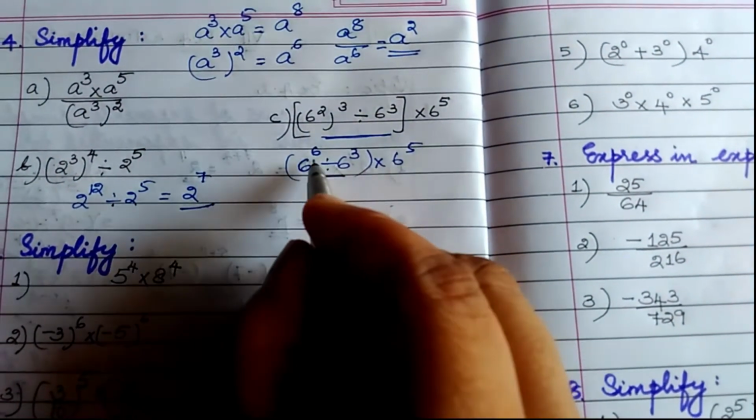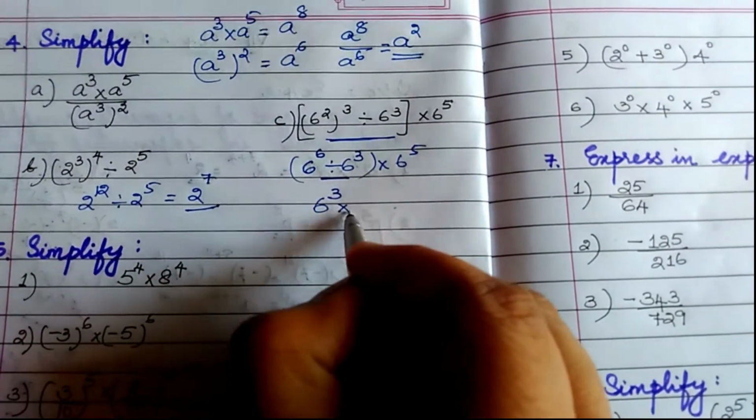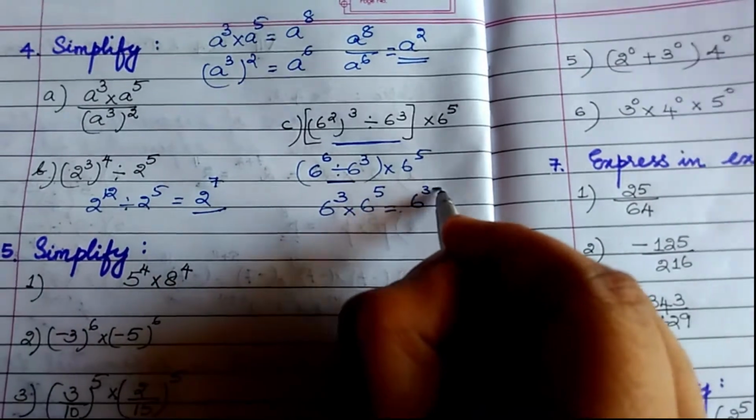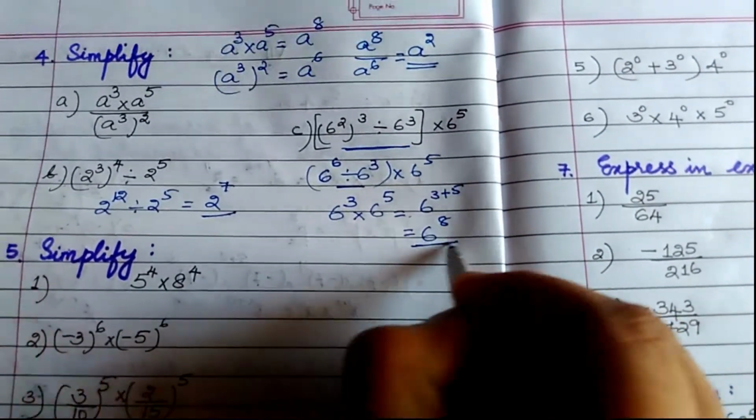So 6 to the power, division means subtraction of the powers. So 6 minus 3 is 3, into 6 to the power 5. Now it is sum of 3 plus 5. So what is it? 3 plus 5, 6 to the power 8.